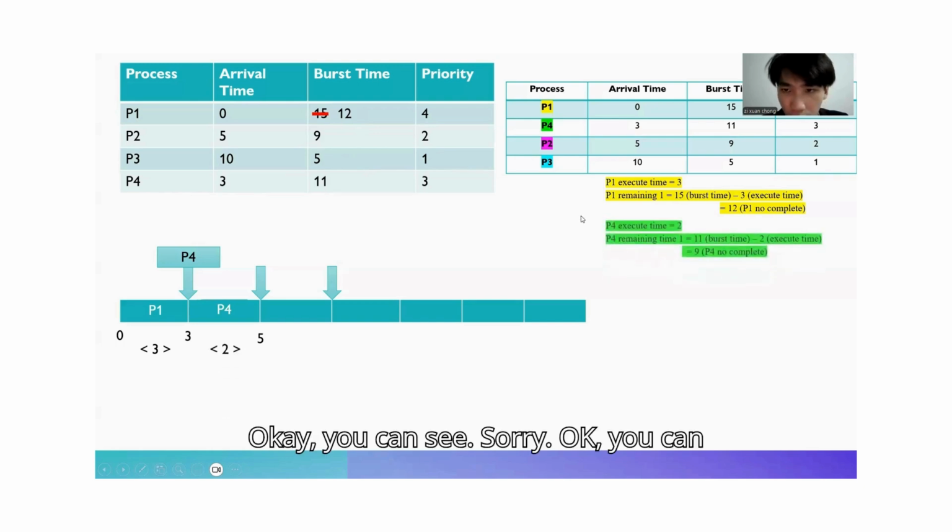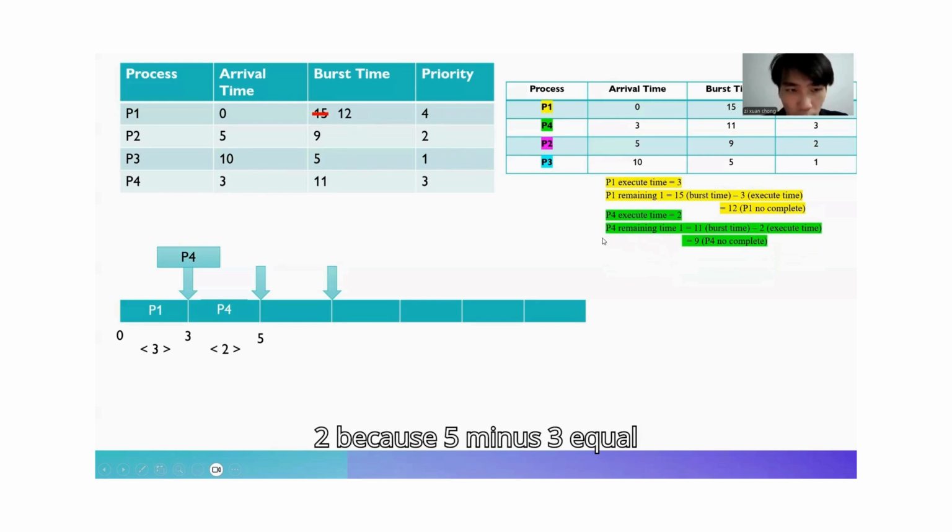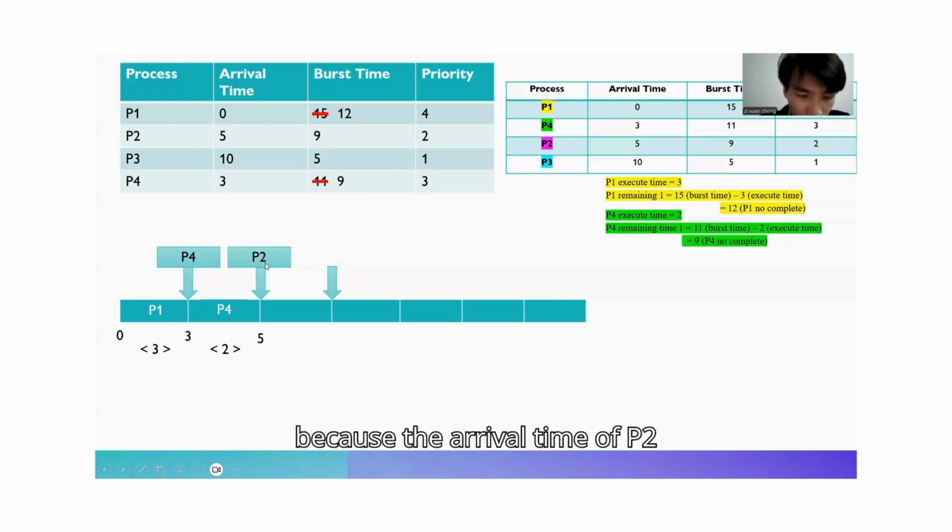You can see the P4 execute time equals 2, because 5 minus 3 equals 2. So the P4 remaining time 1 equals 11 minus 2 equals 9. P4 is not complete yet because it has 9 left. P4 will stop at time 5, because the arrival time of P2 is 5.